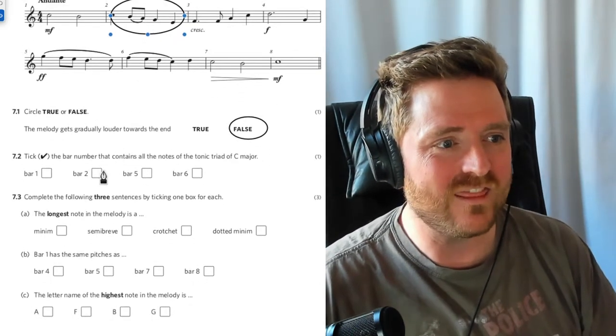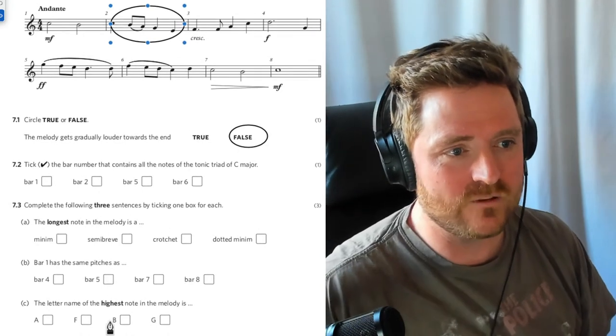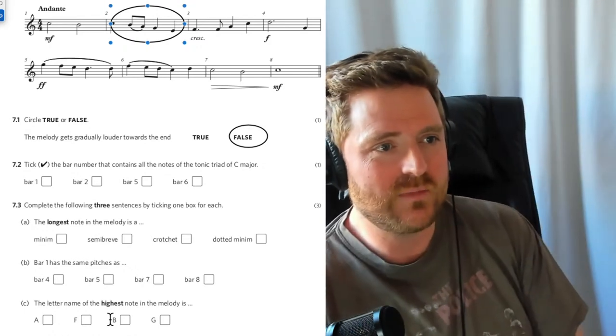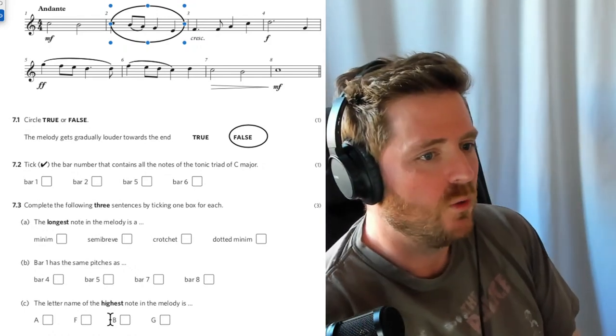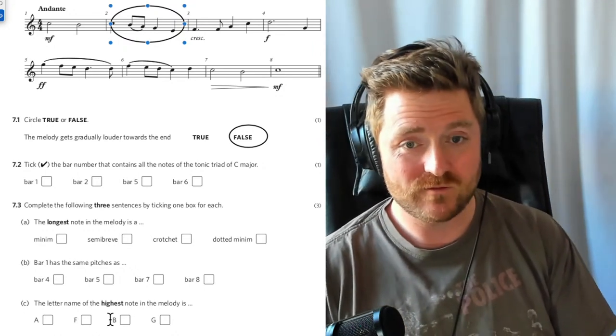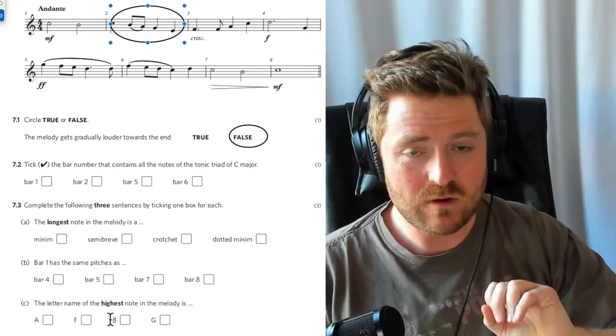Okay. And then 7.3, we've got three statements. Complete the following three sentences by ticking one box for each. So the longest note in the melody is A. Well, is it a minim, a semibreve, a crotchet, or a dotted minim? So remember, the minim, to translate, is two beats. That's the white note with the line. The semibreve is four beats.